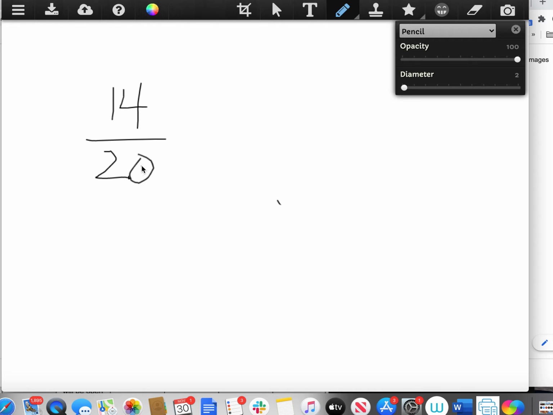I can see they're both even numbers, so I know they're both divisible by 2, but I'm looking to see if there's something else. 10 goes here, it doesn't go there. 5 goes here, but it doesn't divide into that one. 4 goes into 20, but it doesn't go into 14. 7 goes into 14, but not 20. So I'm not really finding anything, so I'm just going to go with my 2. Remember, whatever you do to the top, you have to do to the bottom. 2 goes into 14 7 times.